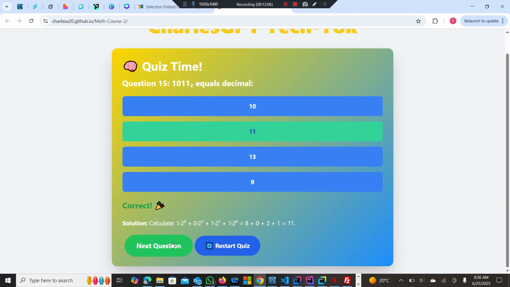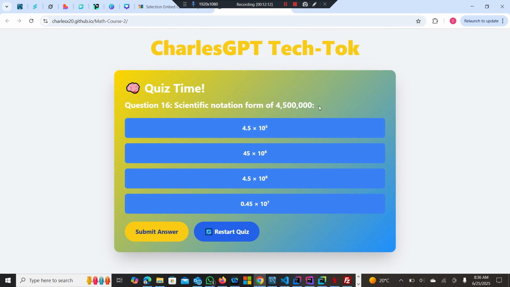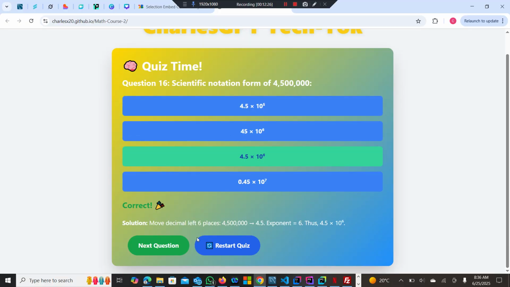So for the next question, we have the scientific notation form of 4,500,000, which would be 1, 2, 3, 4, 5, 6. So it's 4.5 times 10 raised to power 6. So this is the answer. So you submit, it gives you the correct answer and shows you how you got the answer, stuff like that.